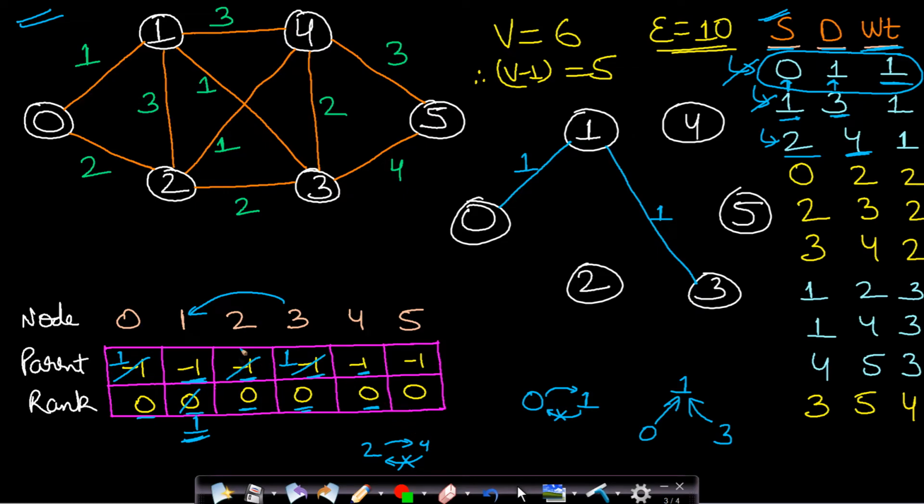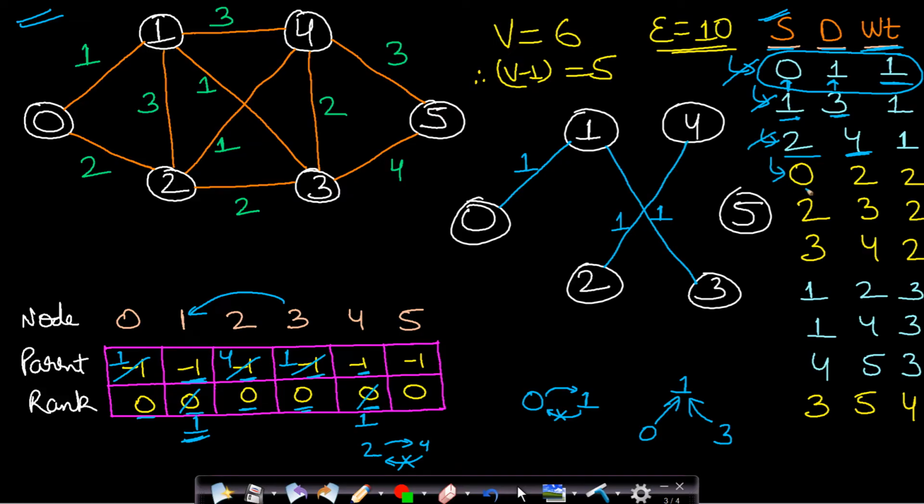So the parent of 2 will be 4 now, and the rank of 4 will increase by 1 since they were having same ranks. So the new absolute parent will have one rank higher than the previous rank. Now let us draw this edge, like 2 to 4 is included. So this is having weight 1. Now let us process the next edge.